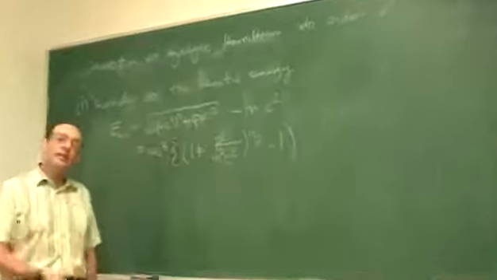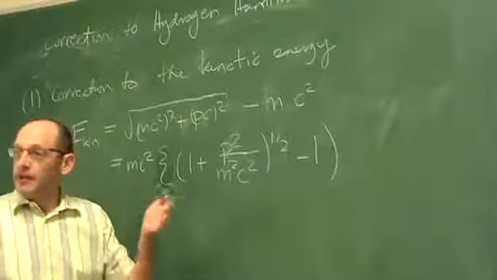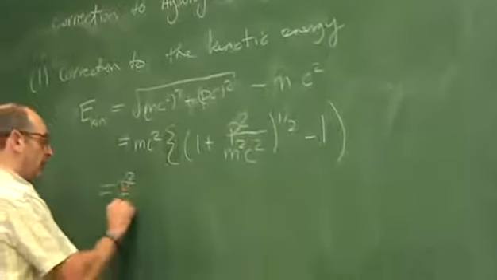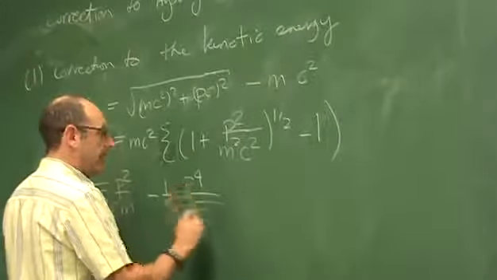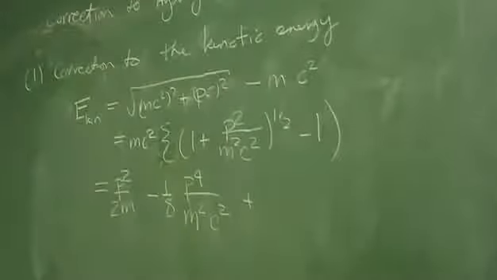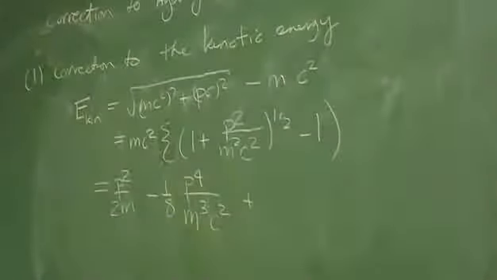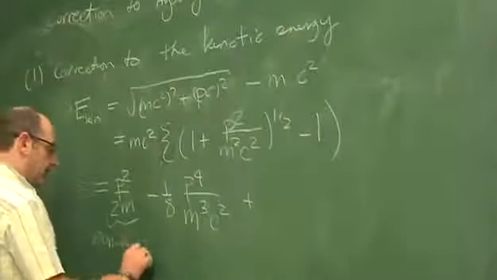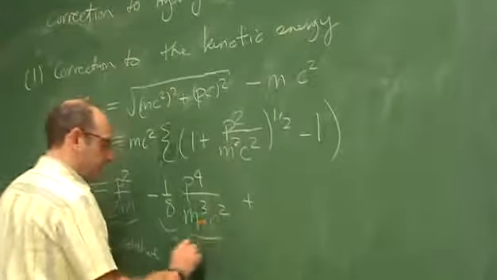So, in the non-relativistic limit, if the momentum of the electron is small compared to mc, then we can expand this in a Taylor series. And we get that this is equal to p squared over 2m minus an eighth p to the fourth over m cubed c squared plus dot dot dot. So, this is the non-relativistic kinetic energy. And this is the first correction.